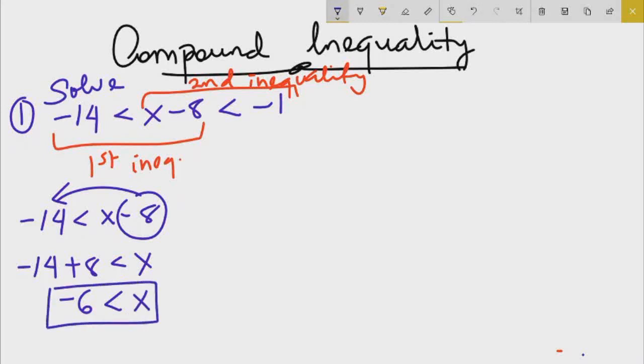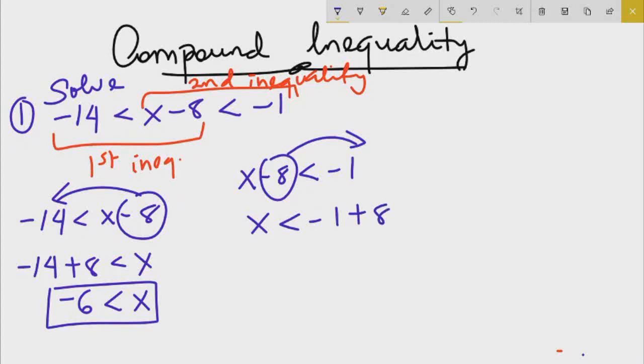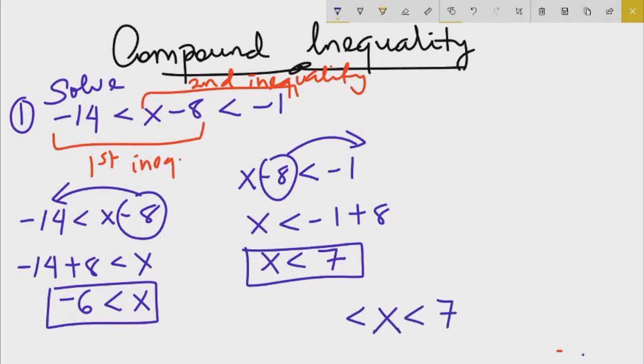Then we have to solve the second inequality. The second inequality is x minus 8 is less than -1. Again, we want to move this to the right, so it will become positive on the other side. So we have x less than -1 plus 8, so that is x less than 7. That will be the second solution. Now we need to combine them again. Always put the variable in between. So that will be -6 less than x less than 7. Okay, so that's the solution.